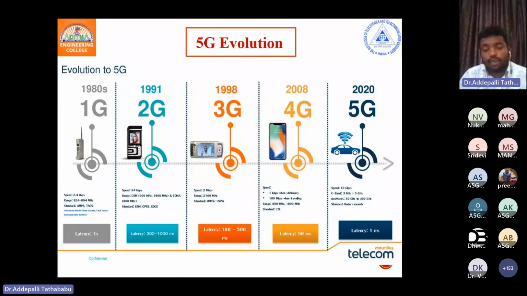So what is the need? To improve the channel capacity and to improve the data rate. The main intention of the work is improvement from 1G to 2G, 2G to 3G, 3G to 4G, and 4G to 5G.